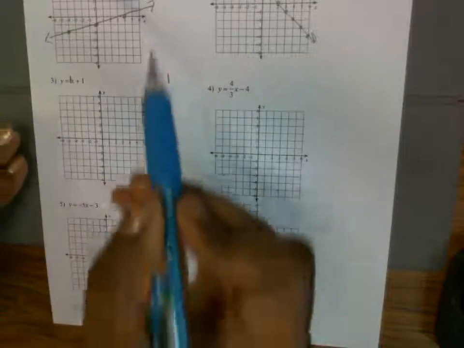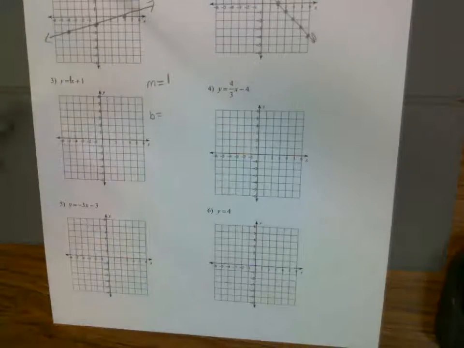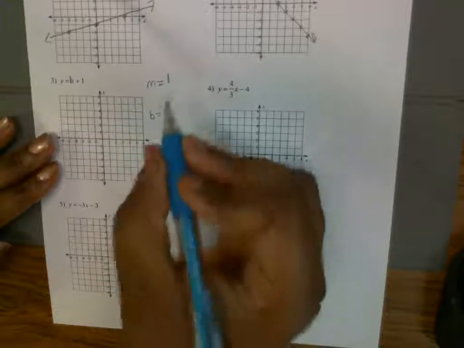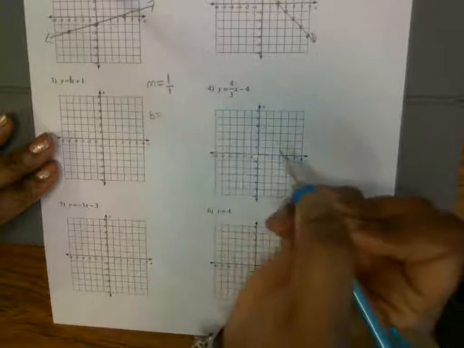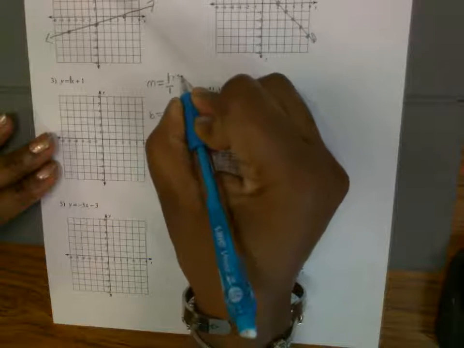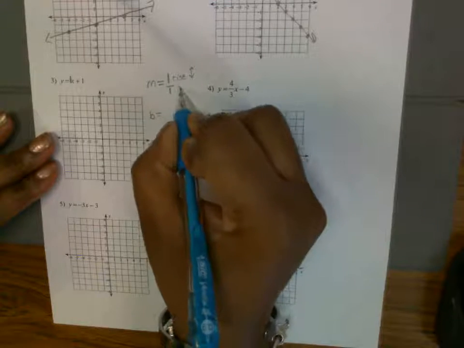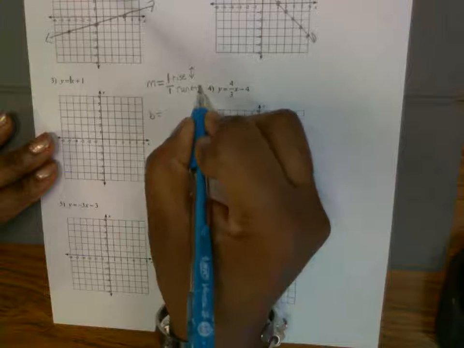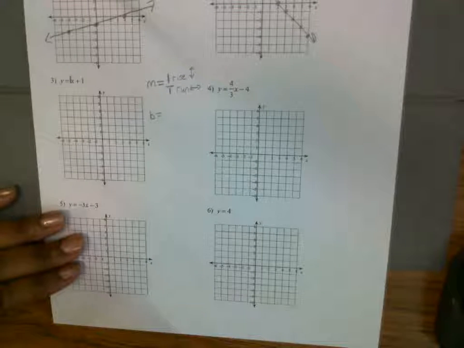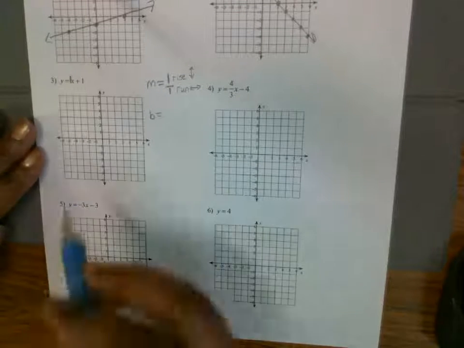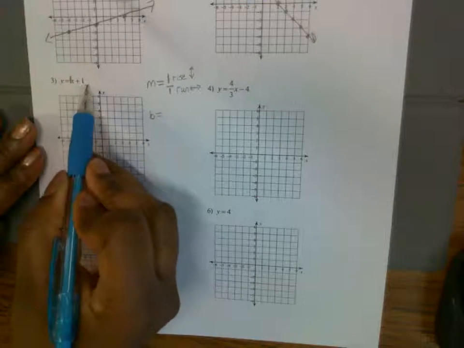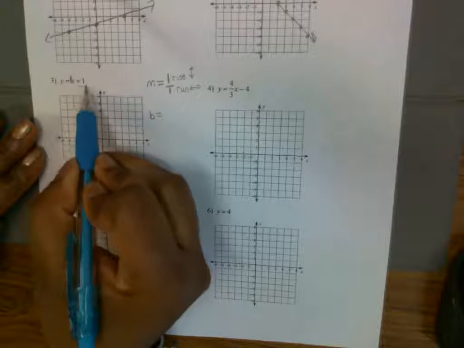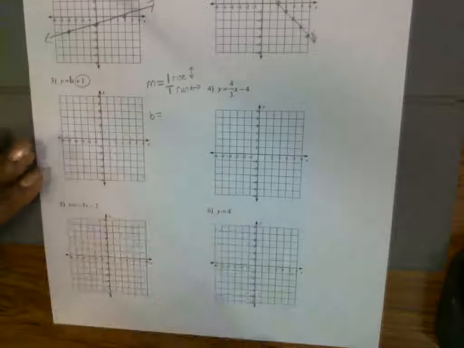Remember that M has to be written as a fraction, so I have rise over run. To write a whole number as a fraction, just put a 1 under it. The top number is my rise. That's how far I go up or down. The bottom number is my run. That's how far I go to the left or to the right. My B is where the line crosses the y-axis, and it's the number that has no variable attached to it. So my B is going to be +1.